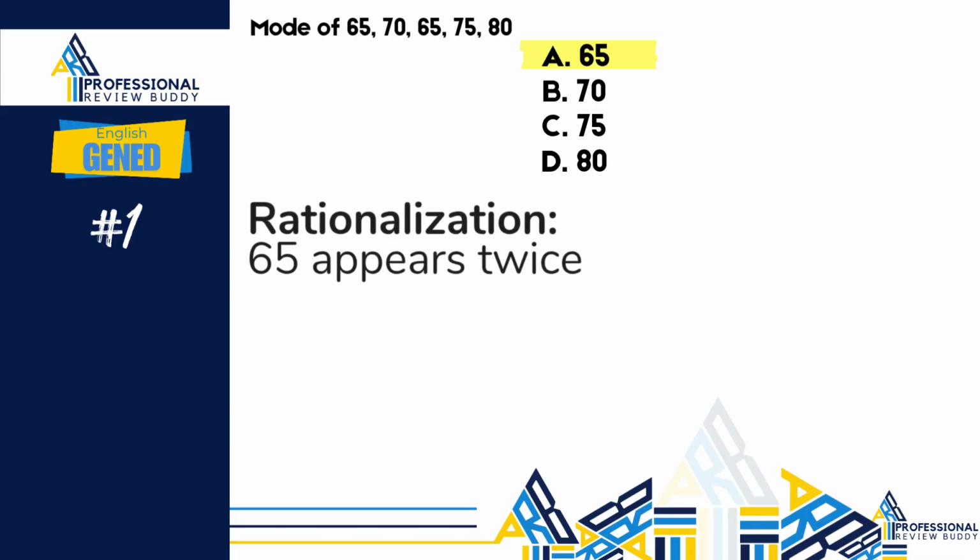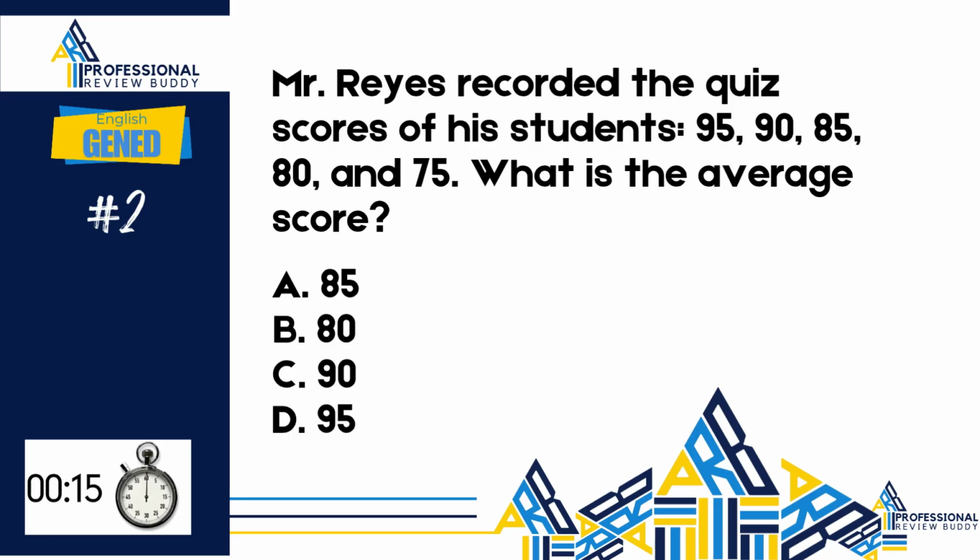Mode of 65, 70, 65, 75, 80. Rationalization: 65 appears twice.